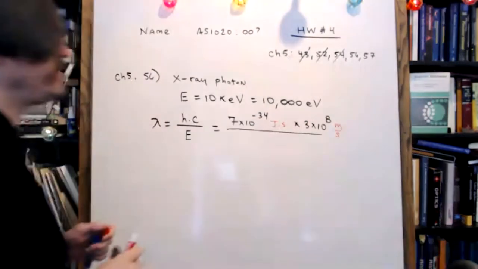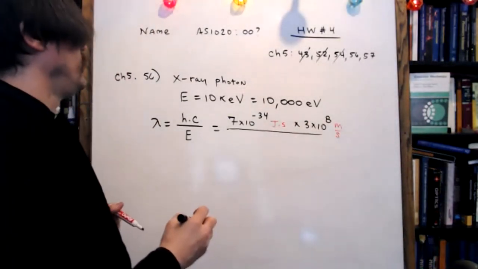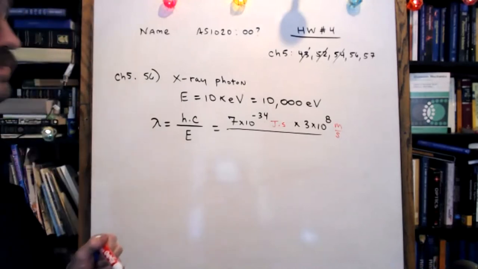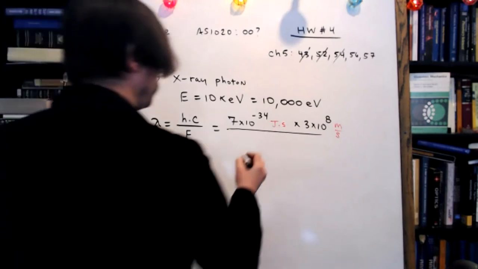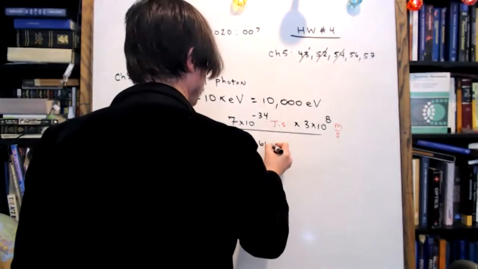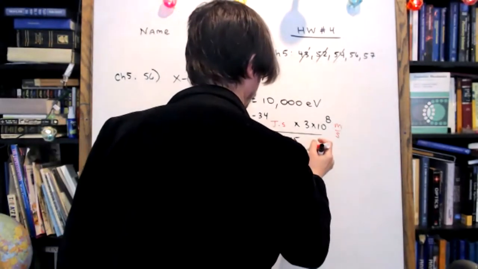And now we want to put the energy in MKS units. What was our energy in MKS? 1.6 × 10⁻¹⁵. And that's joules. Punch them up.